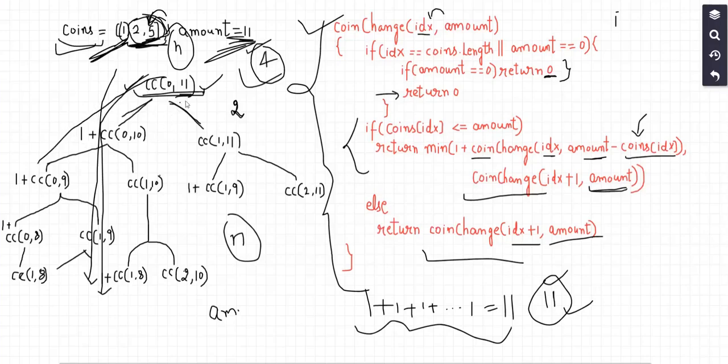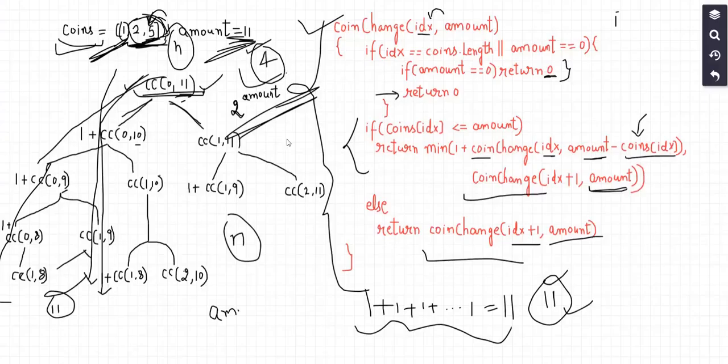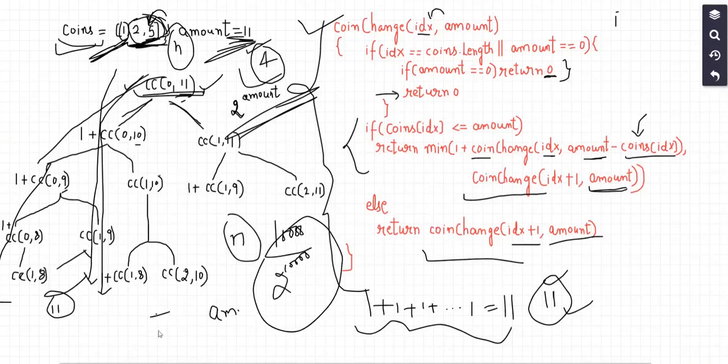You see 11, 10, 9, 8, 7 and so on. So this will have a height of 11, which is the amount. So hence I will have the time complexity as 2 raised to the power amount that we require, and the amount that we have can go up to 10 raised to the power 4 or 10,000, and 2 raised to the power 10,000 is a very bad time complexity. It will give me TLE.